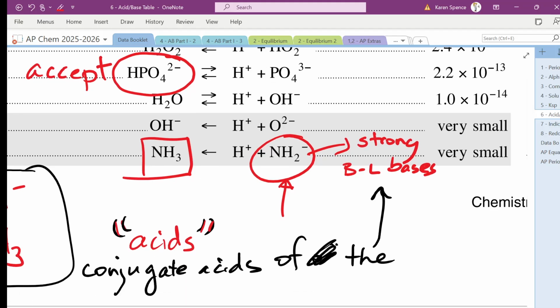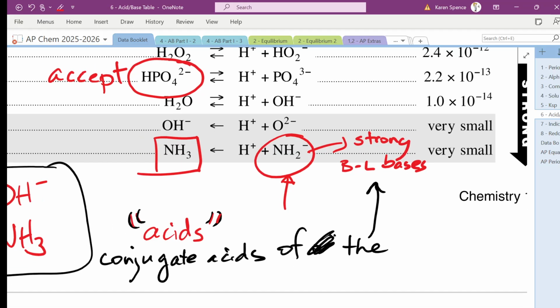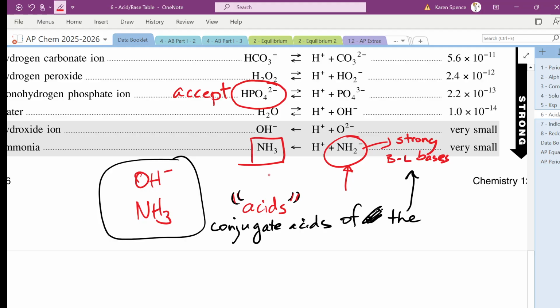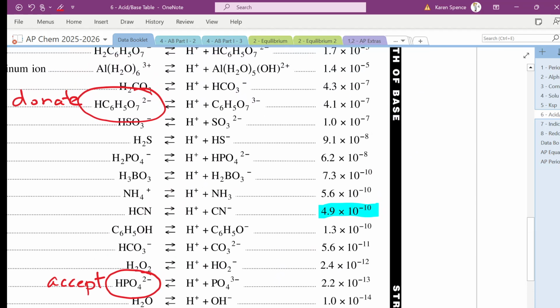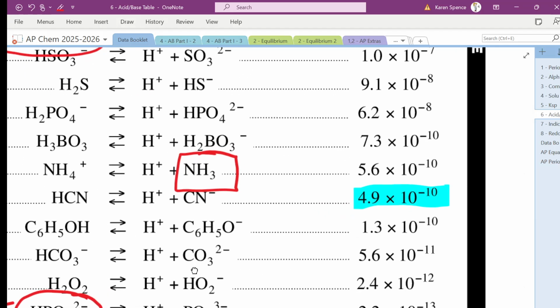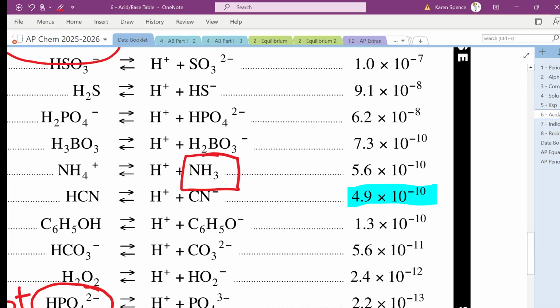Is it a weak acid? Oh, NH3 is a weak acid? No. It is too weak to be an acid. It is the conjugate acid of NH2 minus, but it is too weak to be an acid. You need to go and look for NH3 over here. Okay? NH3 is a weak base. So when it reacts with water, it's going to act as a base.